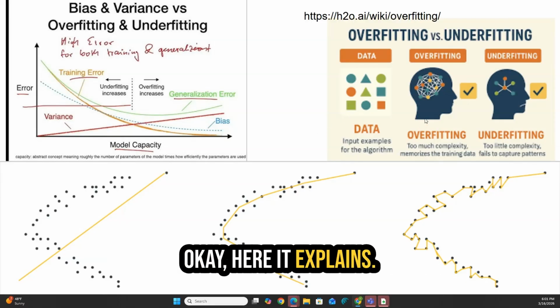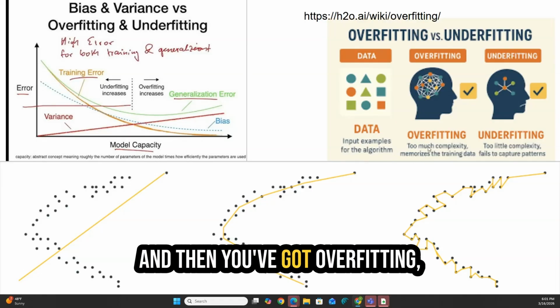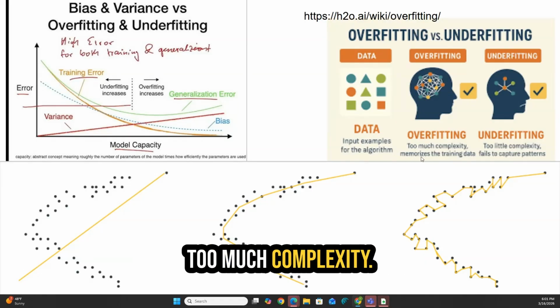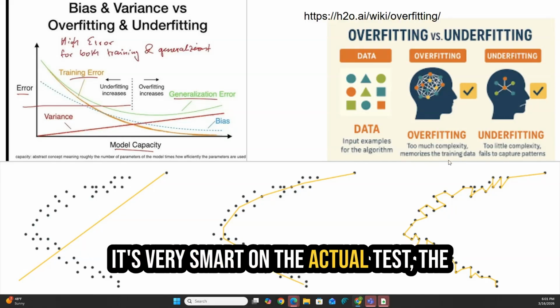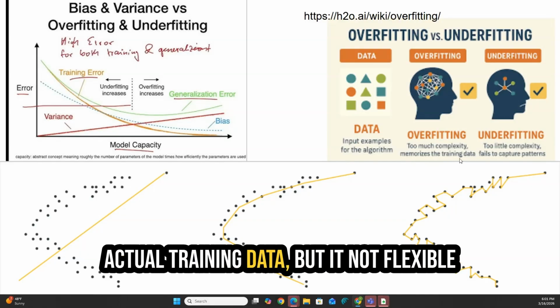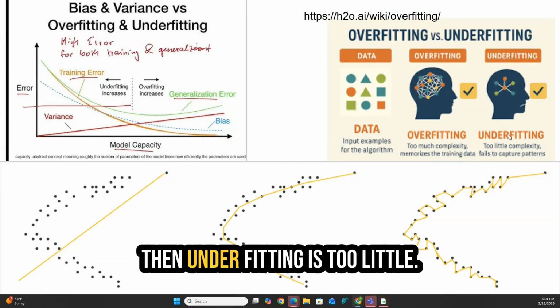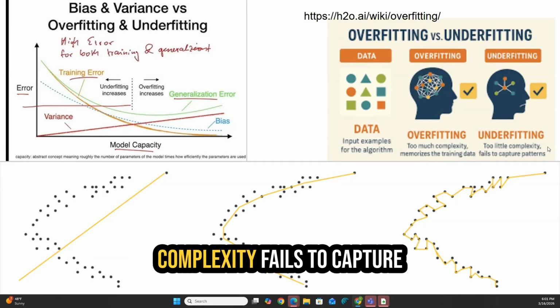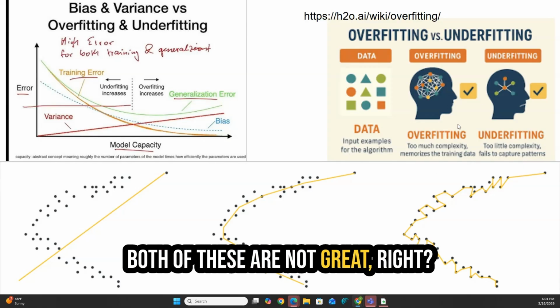Okay, here it explains. It says you've got the data input examples for the algorithm, and then you've got overfitting. Too much complexity memorizes the training data itself. Like it's very smart on the actual training data, but not flexible enough to know what's going on. Then underfitting is too little complexity, fails to capture the actual patterns at all. Both of these are not great, right?